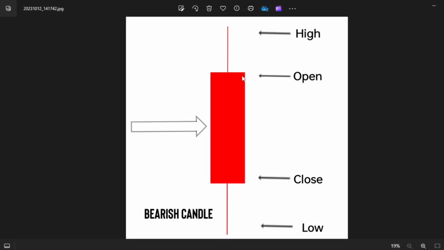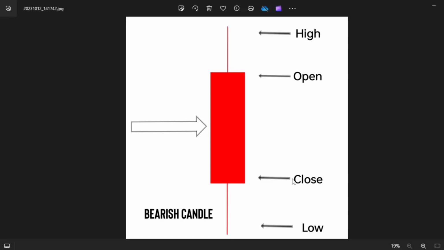Open means that the candlestick opened from this level. We're going to look at it on the chart. The candlestick opened from this level and closed at this level. Now, if the candlestick closes below where it opens, it is a bearish candle. This is how you know a bearish and bullish candle, not just by the color.